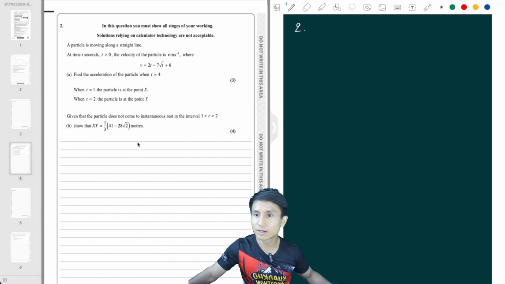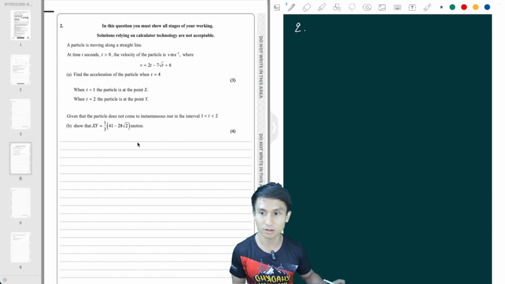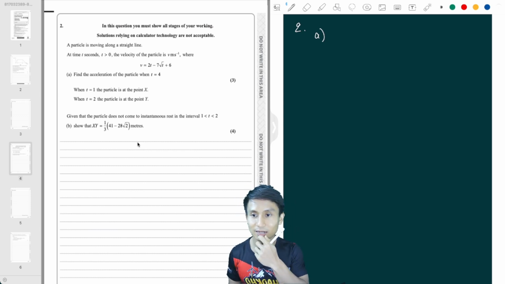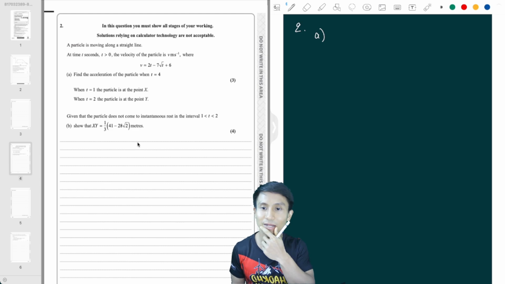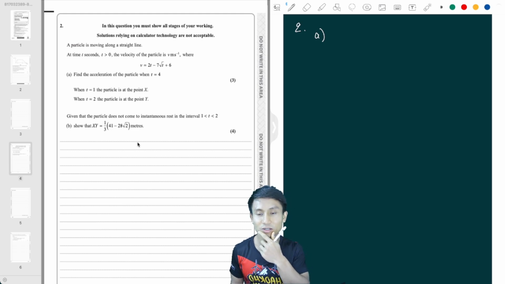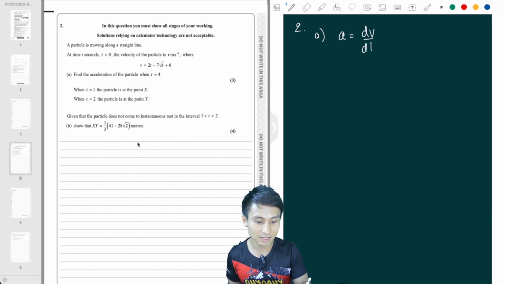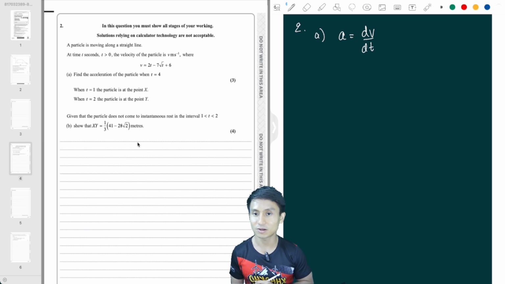Number 2. A particle is moving along a straight line at time t seconds, t greater than 0. The velocity of the particle is v meters per second, where v is that function right there. A, find the acceleration of the particle when t equals 4. Okay. So you have to know that to get the acceleration in kinematics, given a velocity function, we need to differentiate the velocity function. So a equals dv by dt, where v is the velocity function.